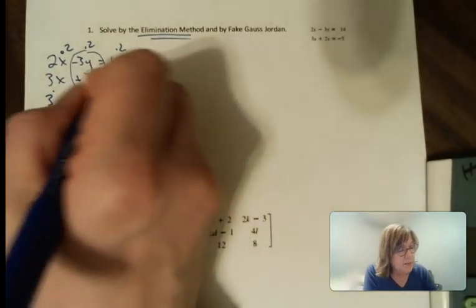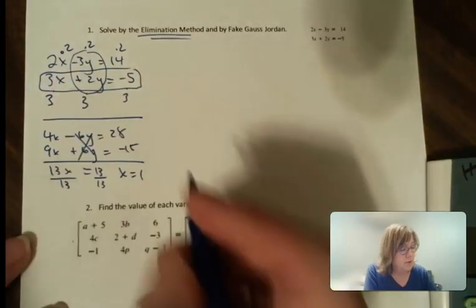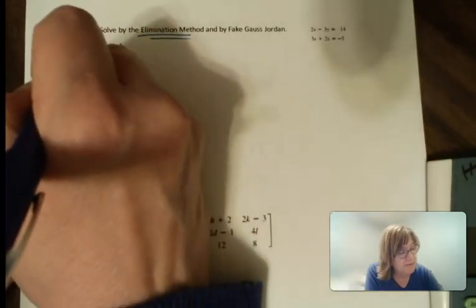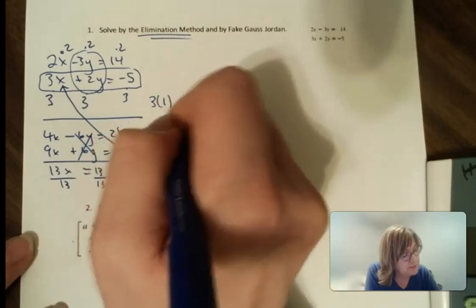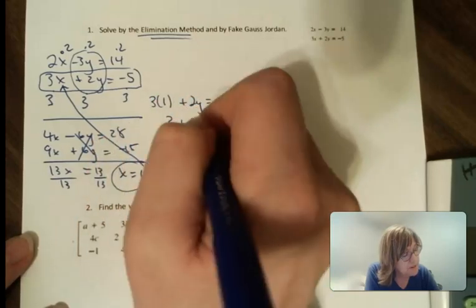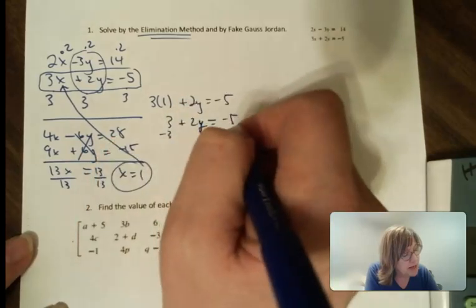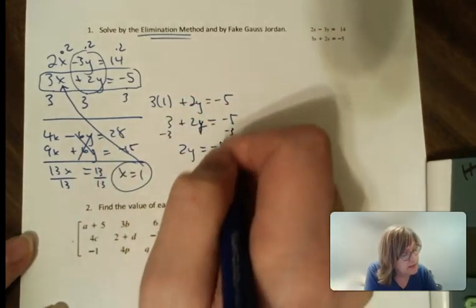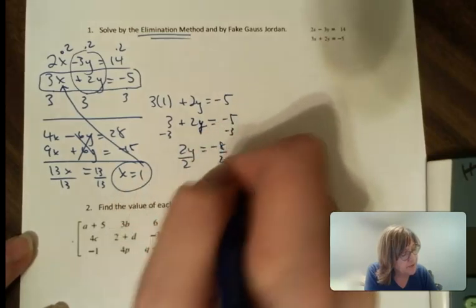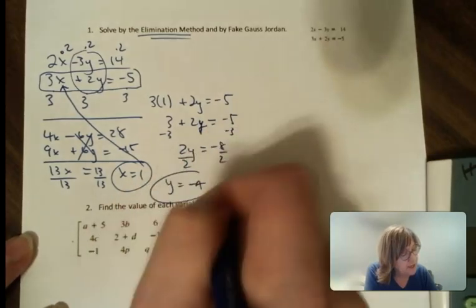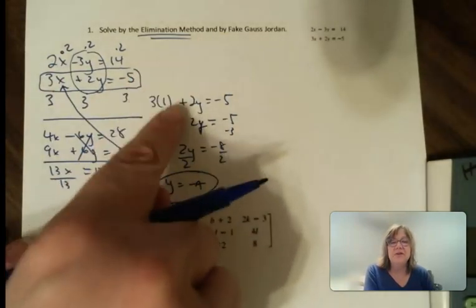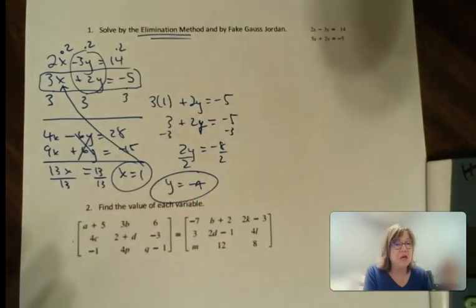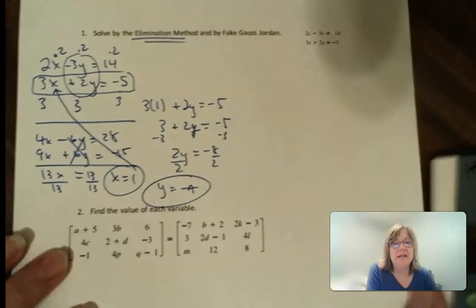Now, for me, I prefer just subbing back in to get the y. So I'm going to take that and put it right back in there. So 3 times 1 plus 2y equals negative 5. So that's just a 3. Get rid of 3. I'm going to subtract it or do a negative. Debt and debt makes more debt. And then I'm going to divide and I get negative 4. So there's my answer. Now, some people like to cancel the x's first, then cancel the y's later to get both the x's and y's. That works too. Okay, we'll talk about checking in a second.